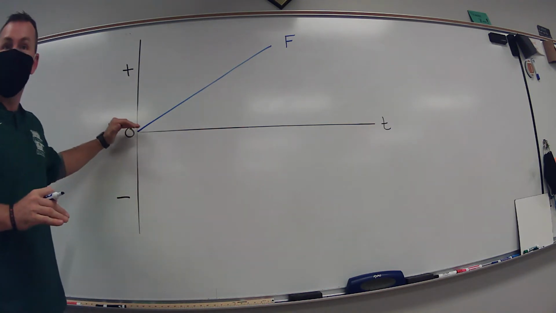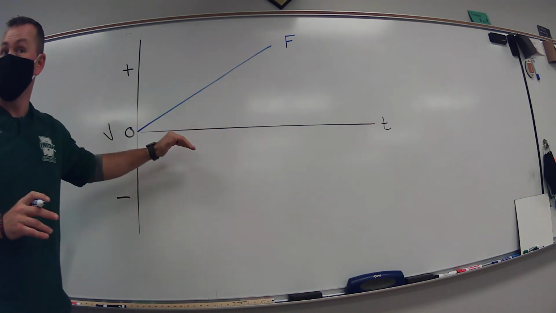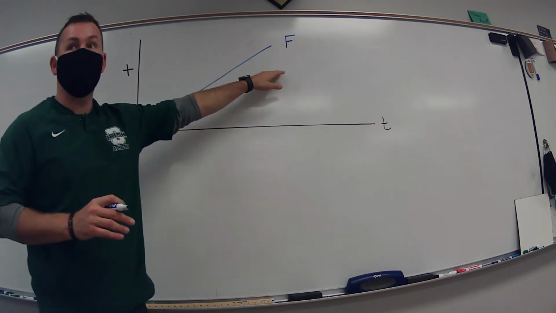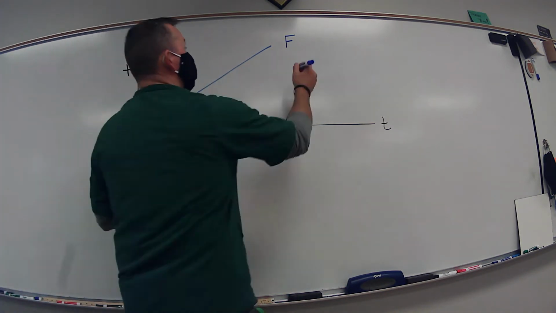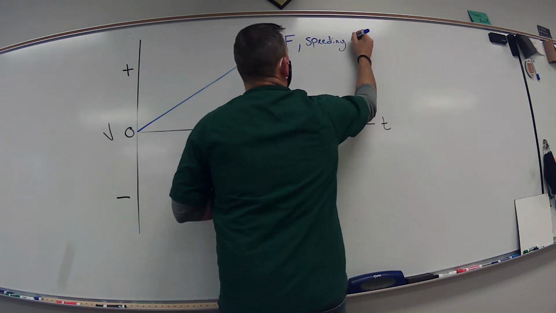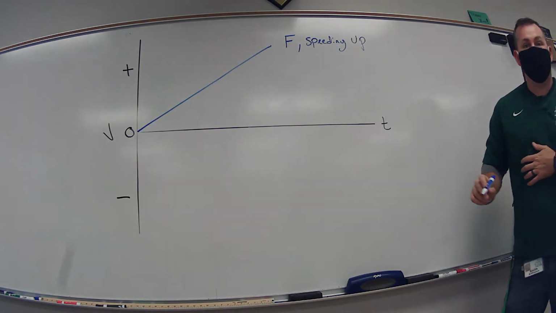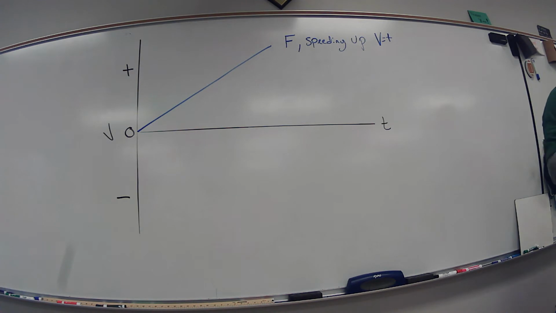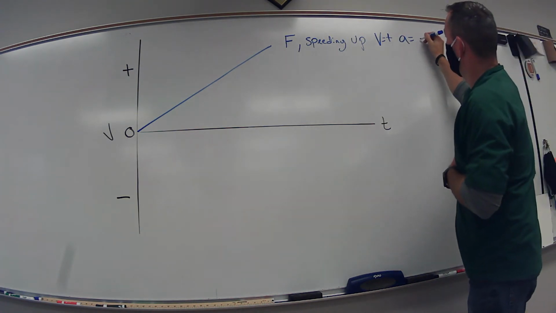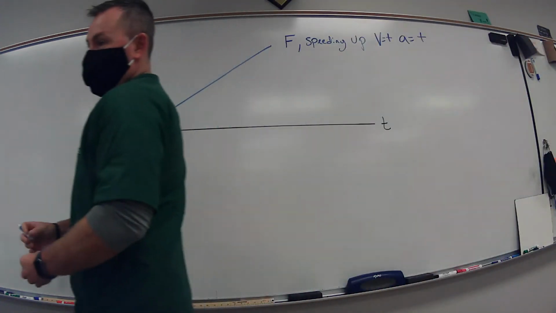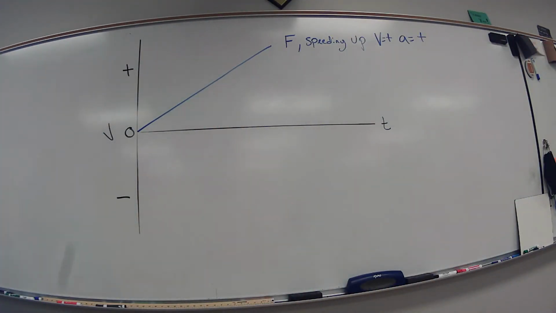So here's my 0. Am I going towards 0 or away from 0? Away. Since I'm going away from 0, I'm going forward and I am speeding up, right? If I'm going forward and speeding up, my velocity is positive, and my acceleration is also positive, correct? Make sense? Okay, so here's another one that I can show you. It's forward, speeding up, velocity positive, acceleration also positive.